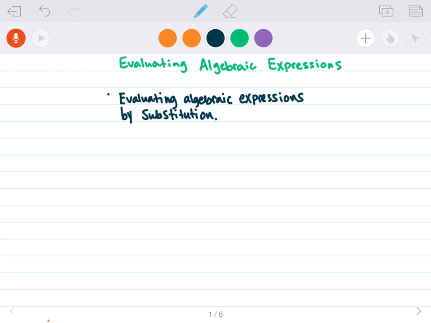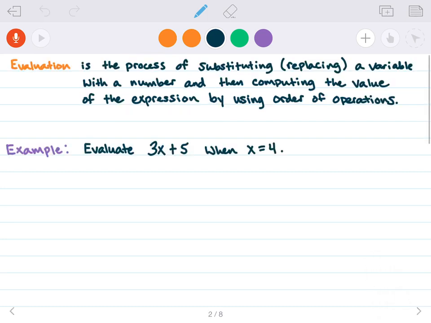Hey guys, in this video we're going to talk about evaluating algebraic expressions. Okay, so what does it mean to evaluate algebraic expressions? So in the last video we talked about the different parts of an algebraic expression. We talked about coefficients, we talked about terms, and we talked about operators, as well as constants.